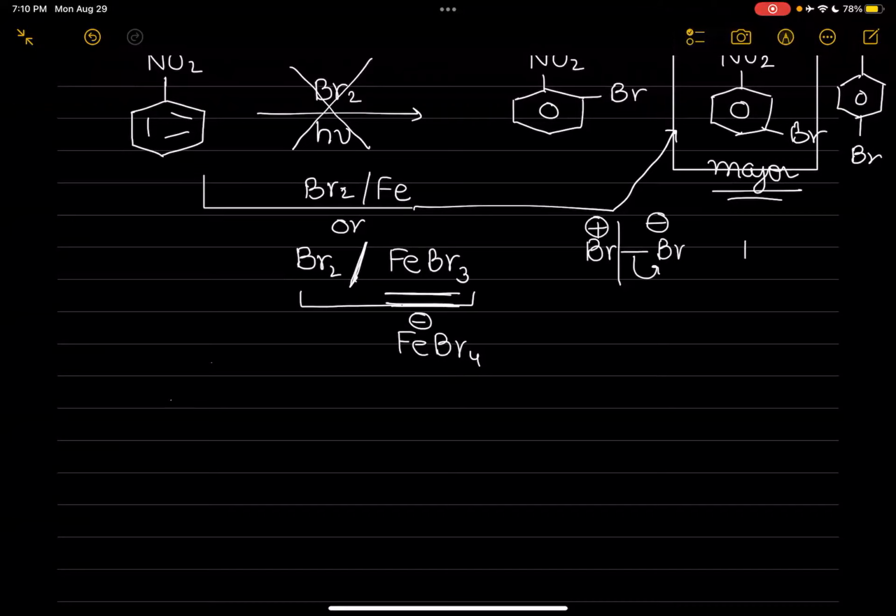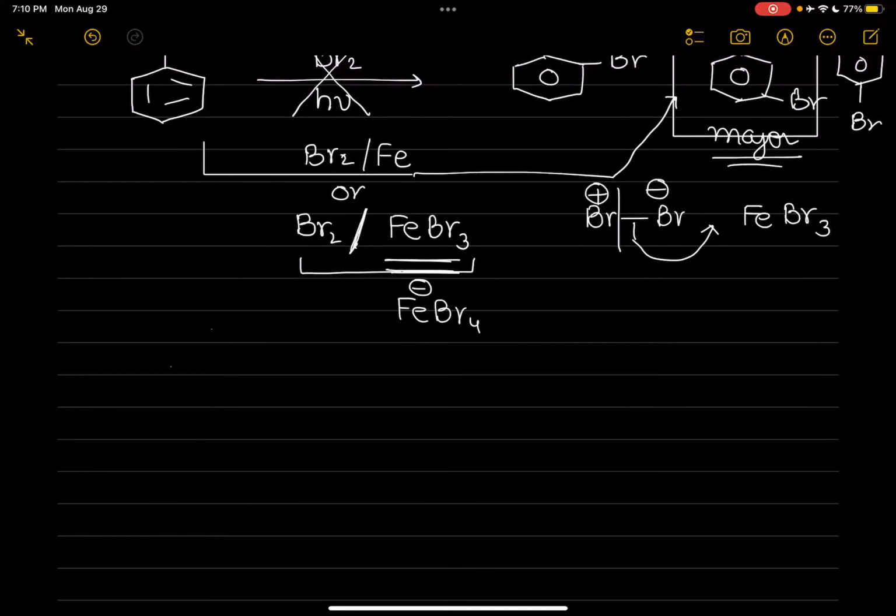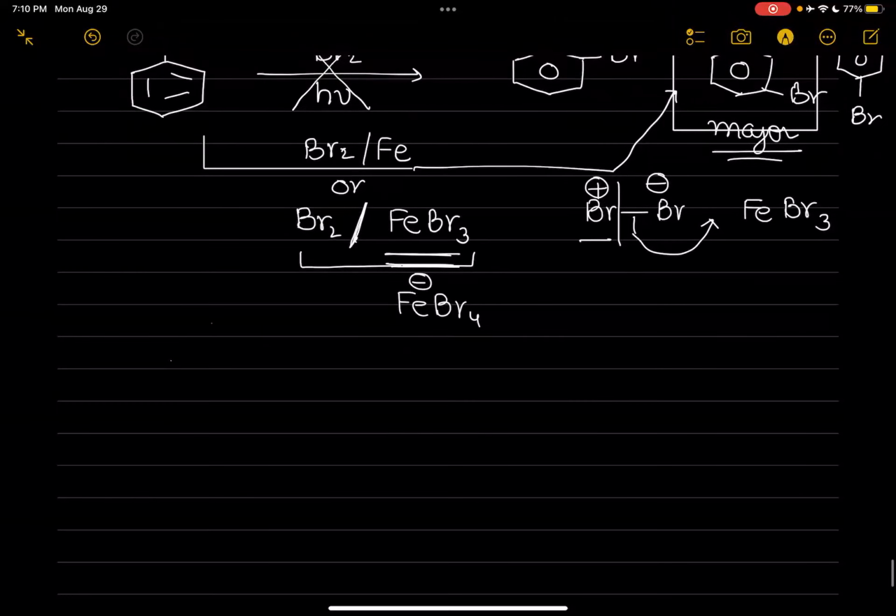So who helped us to break Br minus away from Br2? FeBr3. So that's why it is helping us. That's why it is known as catalyst, because catalysts are substances which help the reaction to occur more easily. So Br plus is generated.